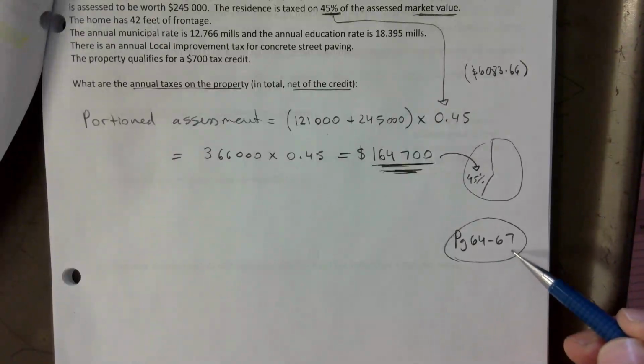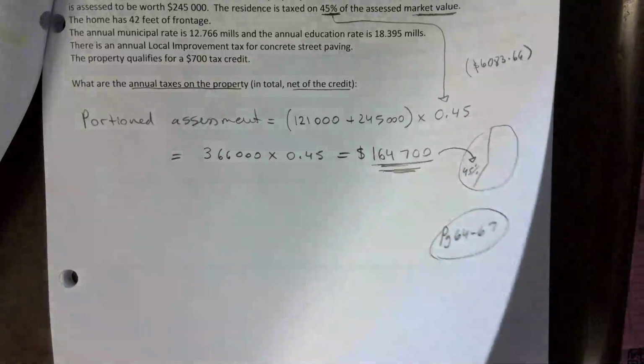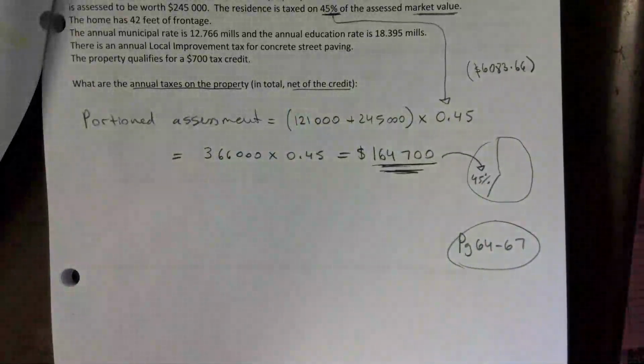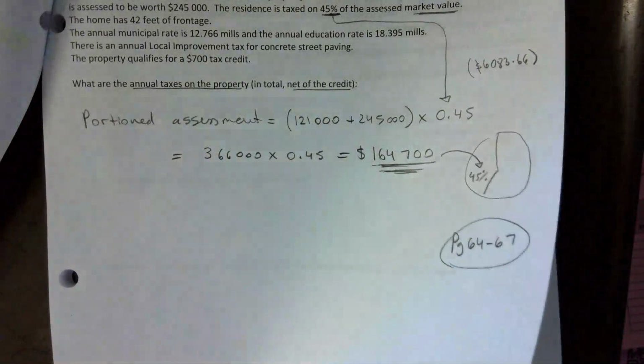I will post a key to 64 to 67. If you want to do 68 all the way to 70, the answers are actually posted. There's about 5 questions. The numbers are small at the bottom of that page, if you want to continue past 67.